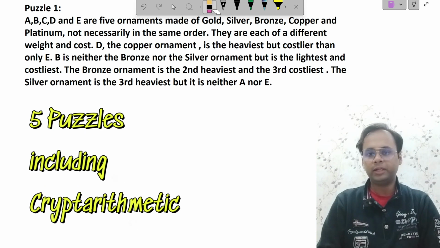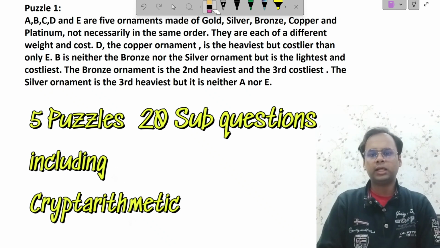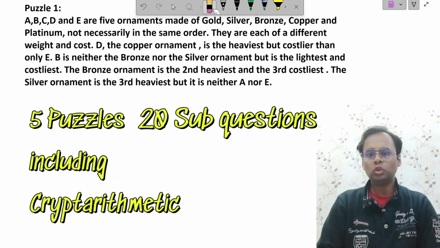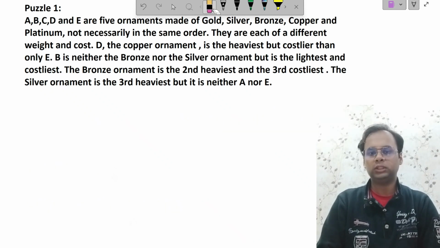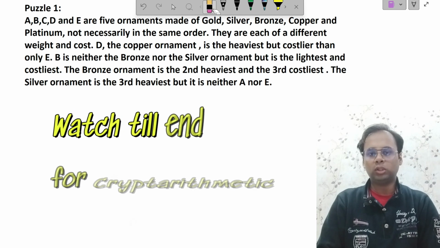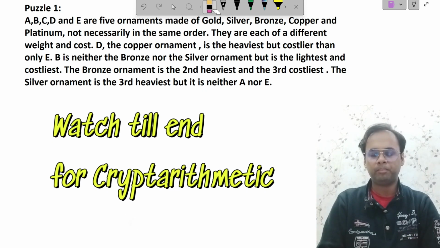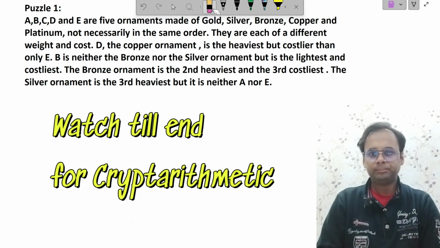So overall 5 puzzles normally come in the eLitmus PS test logical ability section. In all these 5 puzzles there are some sub-questions, and if you add up all these questions there are around 20 questions which come in the eLitmus logical ability section. Do watch the video till the very end if you are serious about the eLitmus PS test, because the last puzzle will be about cryptarithmetic multiplication, which is a very important topic in eLitmus and appears in almost every exam. So let's begin from the first one.